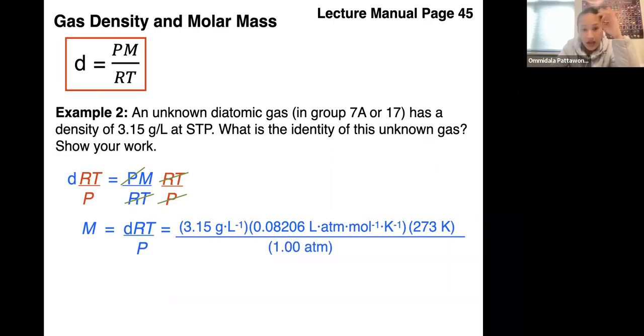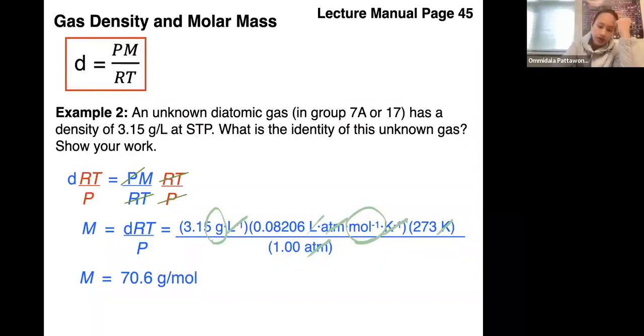Even if pressure is 1, you still need to add that in your calculation, because if you don't show me that, you're going to get points deducted from your exam. If you look at all these units, you will see that the units cancel out. Liter cancels out, atm cancels out, Kelvin per Kelvin cancels out. So you're going to get grams per mole left. That means the molar mass comes out to be 70.6 grams per mole.